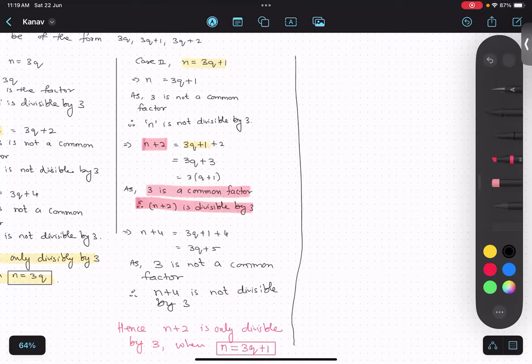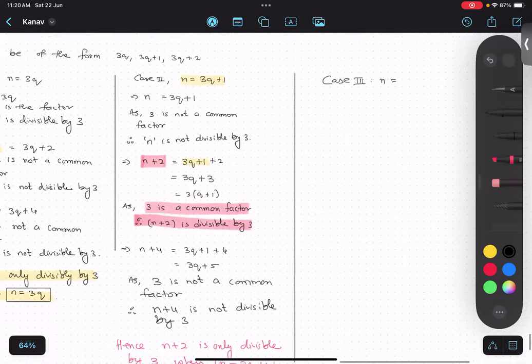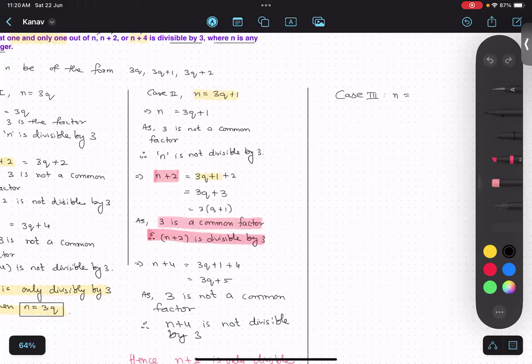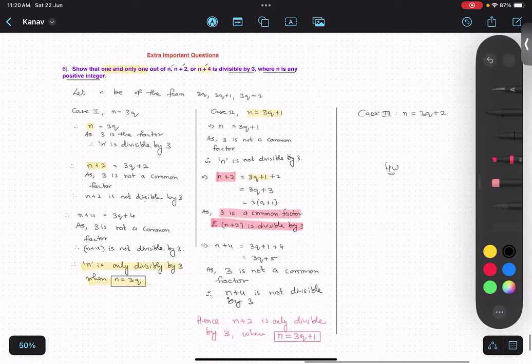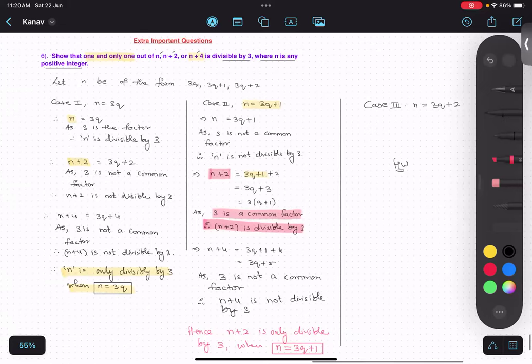Now I will take case number 3. n equals what? n equals 3q plus 2. Now this becomes your homework. Please take a nice screenshot, and if you have written it down, that's perfect. So 3q plus 2 will become your homework. I will check. Send it to me.